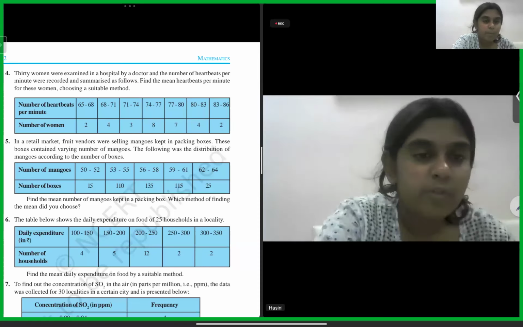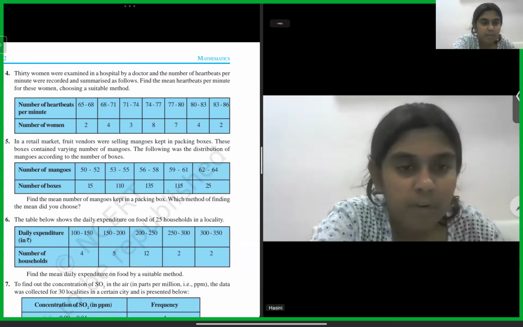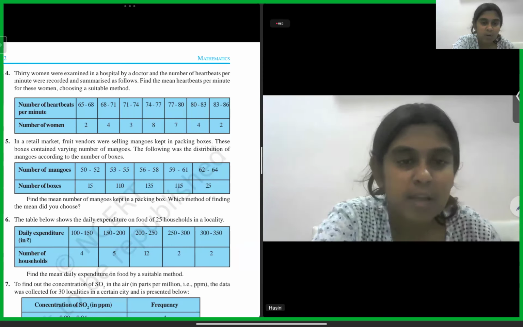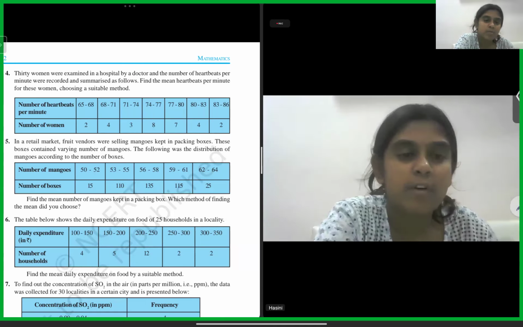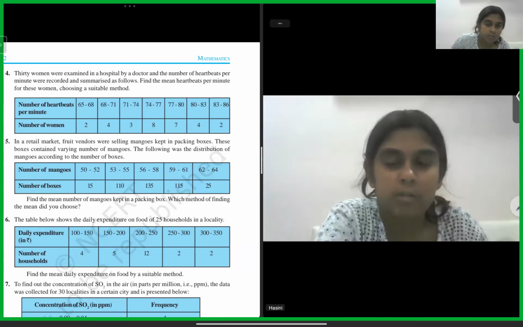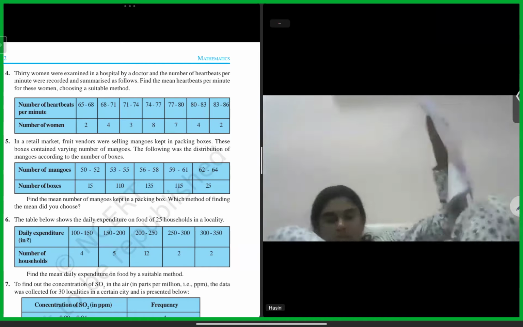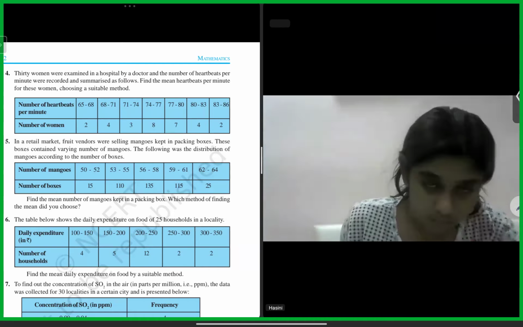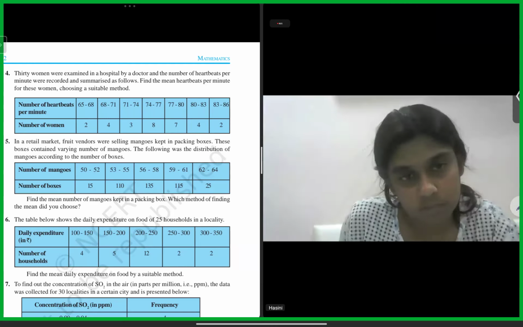30 women were examined in a hospital by a doctor, and the number of heartbeats per minute were recorded and summarized as follows. Find the mean of heartbeats per minute for these women, choosing a suitable method. Yes, Hasni. For this I'll go for the step deviation method, because we haven't done the step deviation method yet, so I'll explain that method.